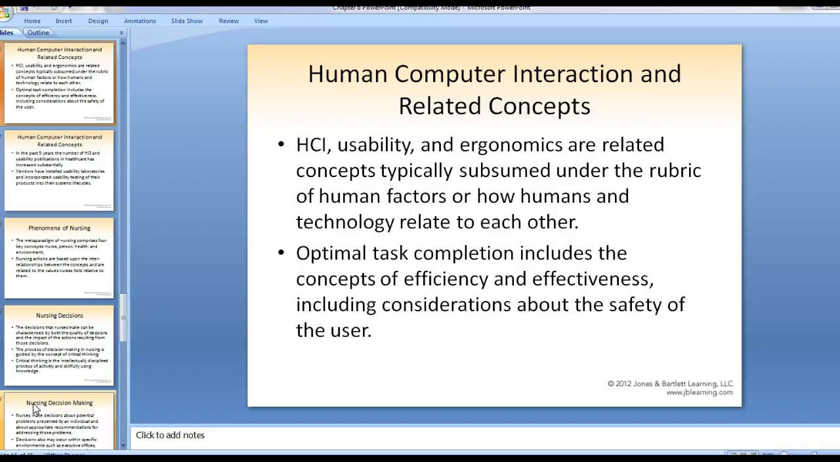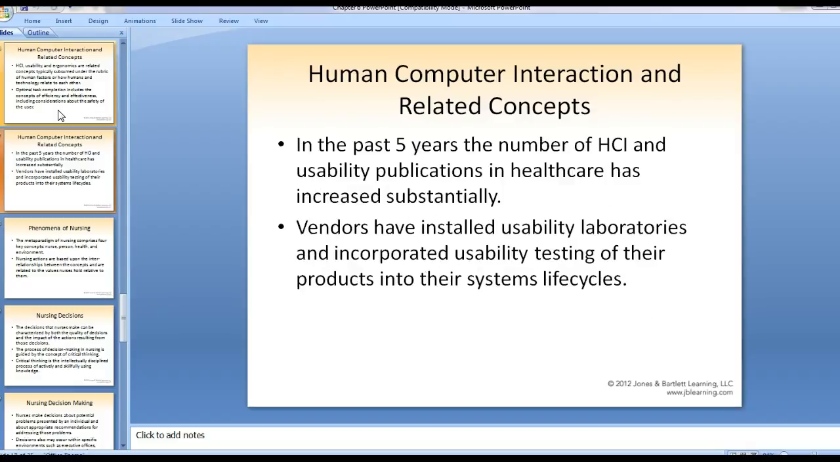So your optimal task completion includes the concept of efficiency and effectiveness. And you have to also consider the safety of the user. So make the program efficient and effective. Find the knowledge gap so that someone finds it efficient and effective, and make sure that it's safe for somebody to use. I know you think, how, Denise, is an EMR dangerous? Well, how is using a computer dangerous? You can hurt your neck, your wrists, your eyes, so you have to protect the person using it or they're not going to use it.